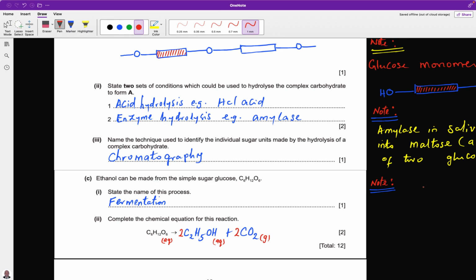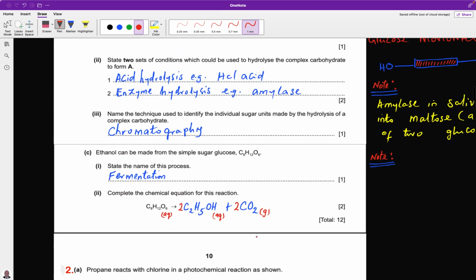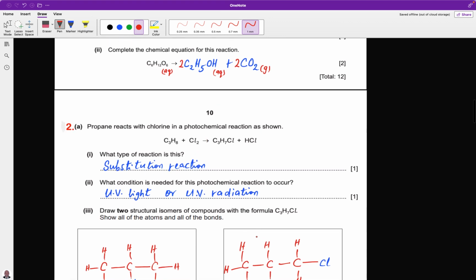Okay, so we will say it is fermentation. It is fermentation that is used for this process. Complete the chemical equation for this reaction. Glucose is broken down into ethanol, and carbon dioxide is always another product that is being produced. So we can balance the equation by putting a 2 on carbon dioxide and a 2 in front of ethanol. That is the only way you can balance this equation.